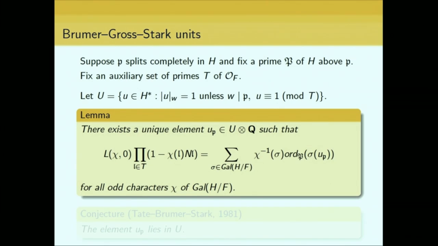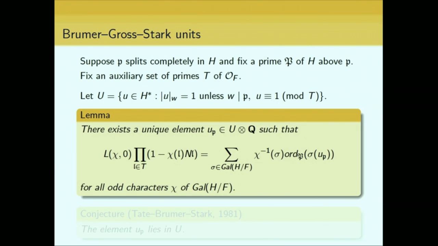Anyways, so there's this unit group, and I'm going to state it in kind of a funny way, as a lemma first: there exists a unique element in this unit group tensored with Q such that the p-adic valuations of all the conjugates of this unit, if you twist them up, if you project them onto the chi component, gives you the L function of that chi for every chi.